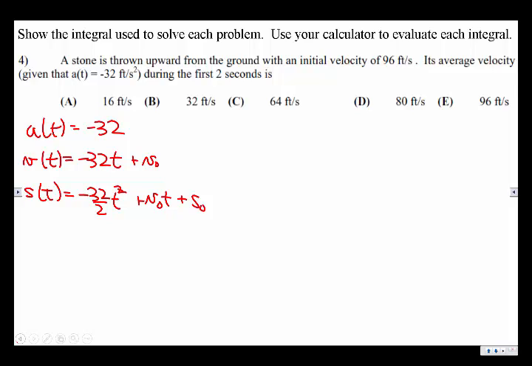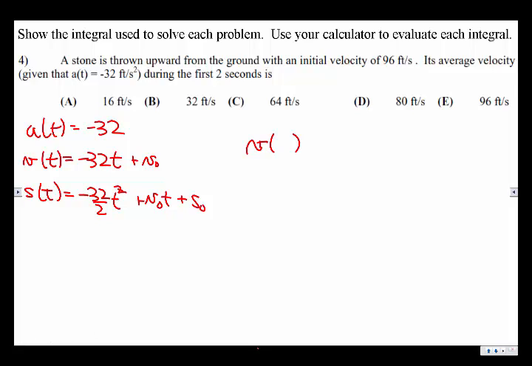All right, now we know all of this, but let's hone in on what they're asking us about in this particular problem. The average velocity. Not the instantaneous velocity like we have with the v of t formula, but rather the average velocity. The average velocity is going to be found by taking two values of velocity.